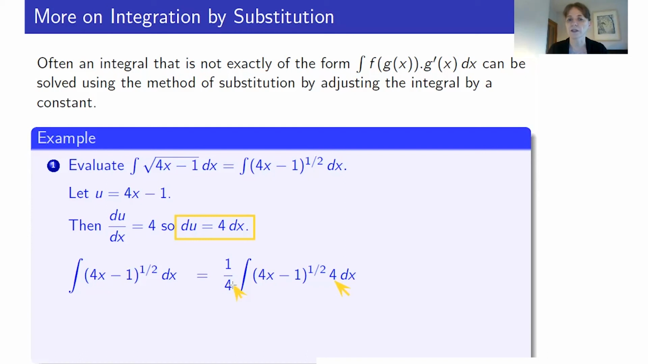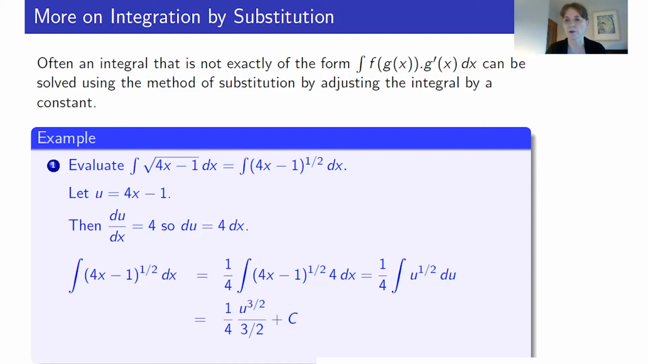So what we have here, this expression on the right hand side is exactly equal to the expression on the left hand side, but it's in a form that allows us to apply the method of substitution more easily. So now we can write this as a quarter times the integral of u to the power of half du, and we can integrate or evaluate that integral with respect to u quite easily.